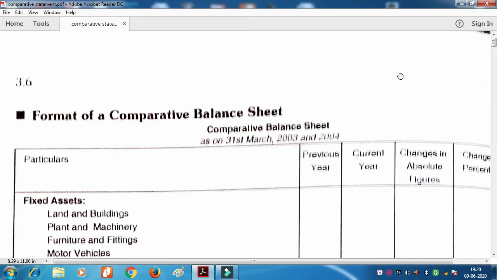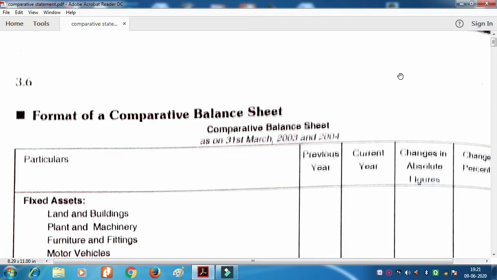Today I will be starting a topic on comparative balance sheet or comparative financial statement. That is, if I deal with two balance sheets, it will be called comparative balance sheet, and if I deal with two income statements, it will be called comparative income statement. So either they can give you two profit and loss accounts or two balance sheets.